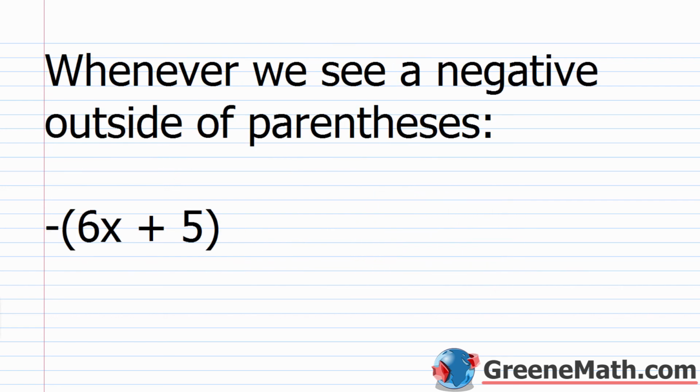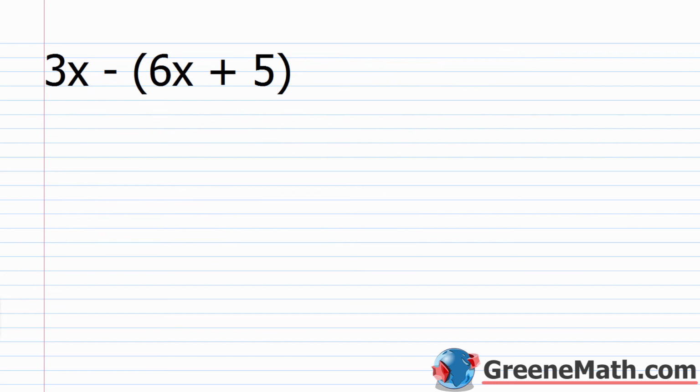Again, whenever we see a negative outside of parentheses, a lot of teachers are just going to say, make this a plus negative 1 and distribute the negative 1. That's going to remind you to change the sign of everything. So this becomes negative 1 times 6x or negative 6x, negative 1 times 5 or minus 5. So that's just a rule to remember just moving forward. Again, not just when you're working with polynomials, but when you're just working in math in general. Negative outside of parentheses, change the sign of each term inside the parentheses to drop the parentheses. All right, so 3x minus 6x plus 5.